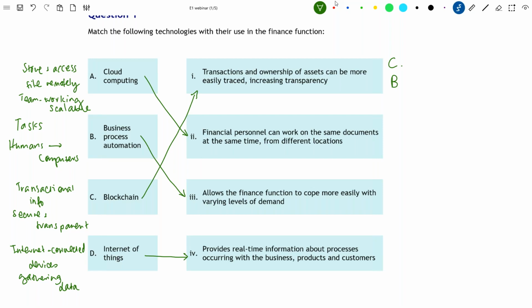So let's have a think about why Internet of Things provides real-time information about processes occurring within the business, products, and customers. Well, that's because for an organization, Internet of Things devices can be used to collect a wealth of data on their internal processes, their products, their customers, to provide a closer view on each of these things. Using sensors, machines could be linked up to the internet to provide real-time information about production. Products themselves could be Internet of Things devices, for example, smart fridges, and that's going to provide both the company and the customer with data about the product's performance and the customer themselves.